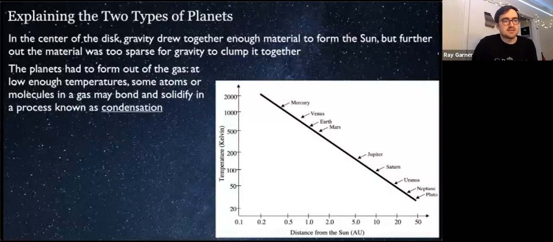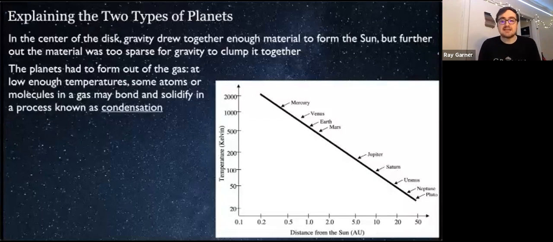This is similar to how snowflakes form in the clouds here on Earth. They have to condense out of the water vapor. Similarly, the planets have to form out of the gas at low enough temperatures. Some atoms or molecules in the gas may bond and solidify in a process known as condensation. And those particles will start out microscopic in size, but they can grow larger with time. Now, the key part here to explain why we have two different types of planets is the fact that different materials condense at different temperatures.